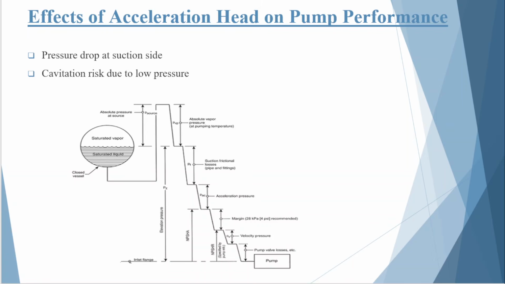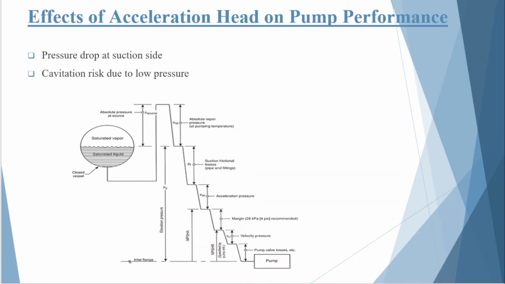Now let's discuss the parameters that influence the magnitude of acceleration head. Understanding these factors is essential because they directly affect pump reliability and piping design. The first factor is pipe length.